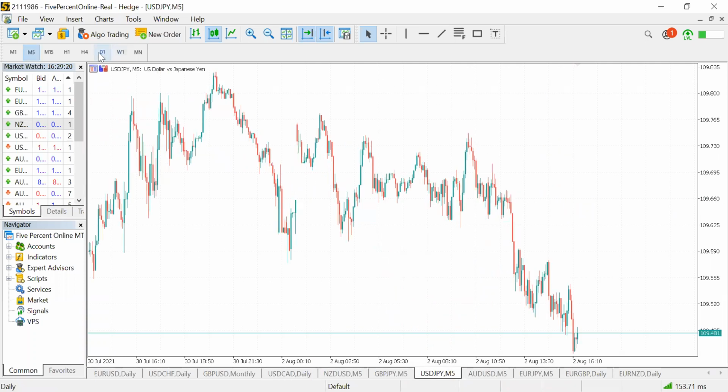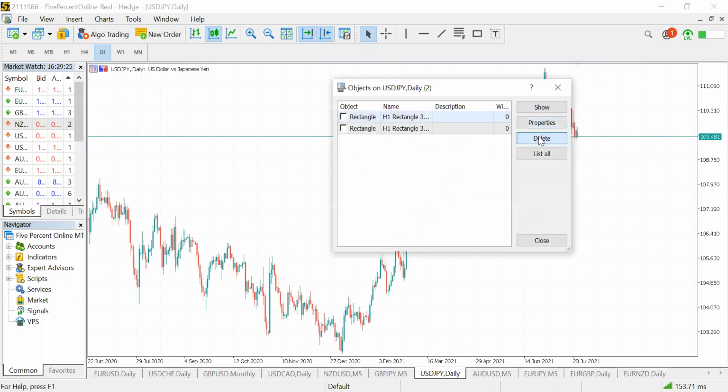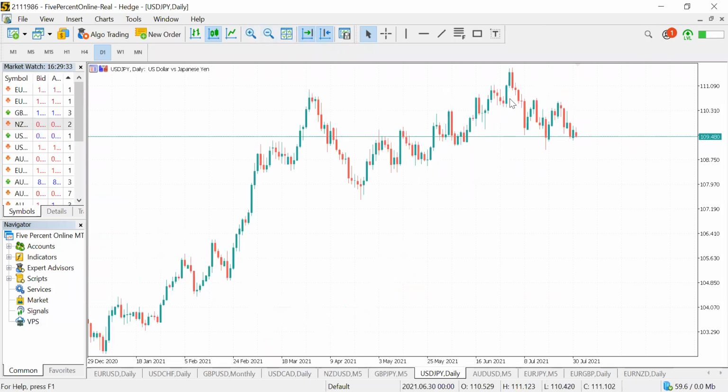Dollar yen, let's look at that quickly. Also mixed signals. The dollar has been weak, but also the yen has been weak. So we had, a few weeks ago, an attempt to create a higher high right there, and that failed. And there was no demand back here to stop that movement. So we had the break of the trend, and now we're just moving sideways. Again, this might go either way.